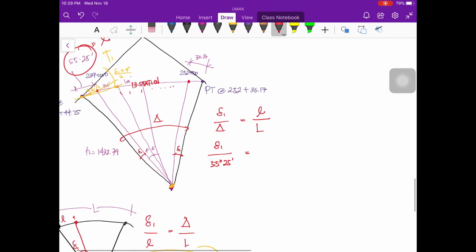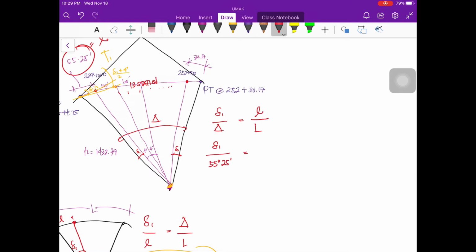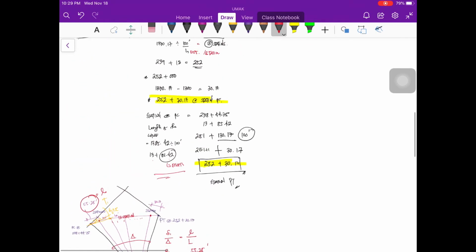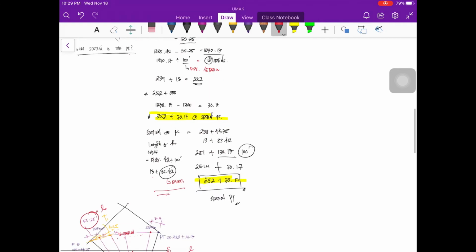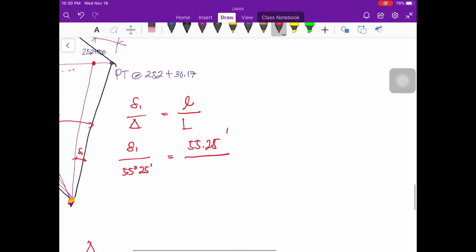55.25. If you can recall how we got this 55.25, just recall your video. This is 55 degrees and 25 minutes, not to be confused with 55 and 25 feet. What's the length of the chord? We were able to determine the length of the chord, which is 1385.42 feet.